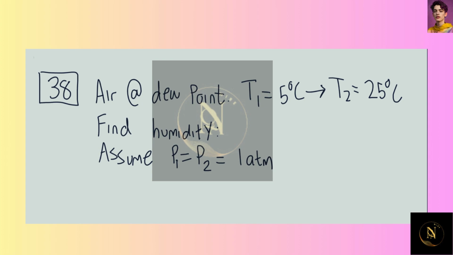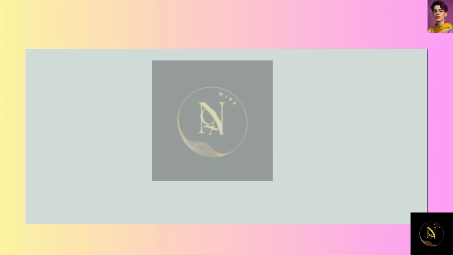Okay, in this problem we have air we assume is at the dew point at a temperature of T equals 5 degrees Celsius. And we assume that this air is brought into a room, into a building, sucked into the building, which has a temperature of room temperature, 25 degrees Celsius. And assuming that the pressure is the same going outside and inside at about 1 atmosphere, we are asked to find the relative humidity. Now, this problem is actually pretty straightforward.